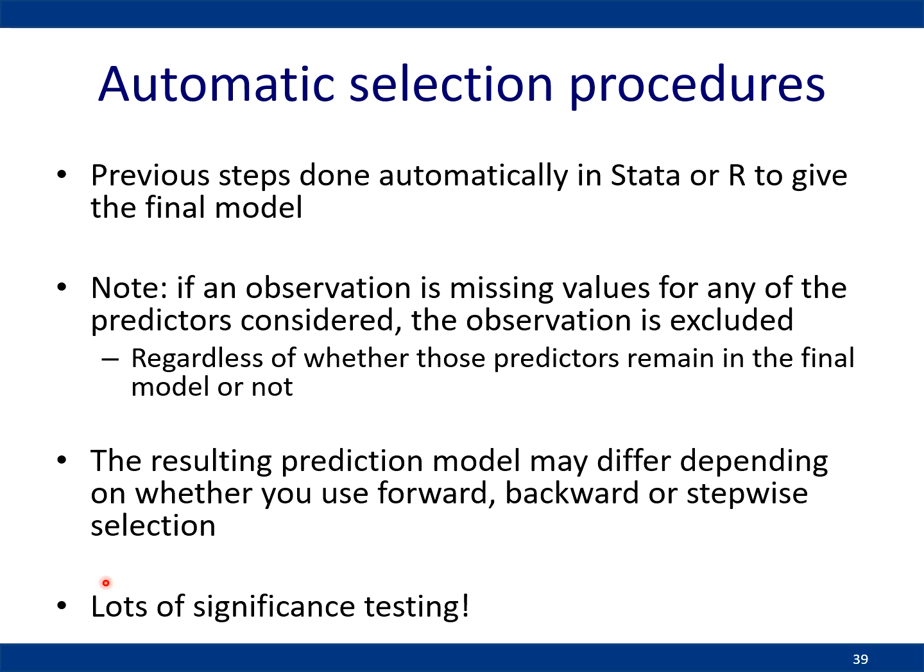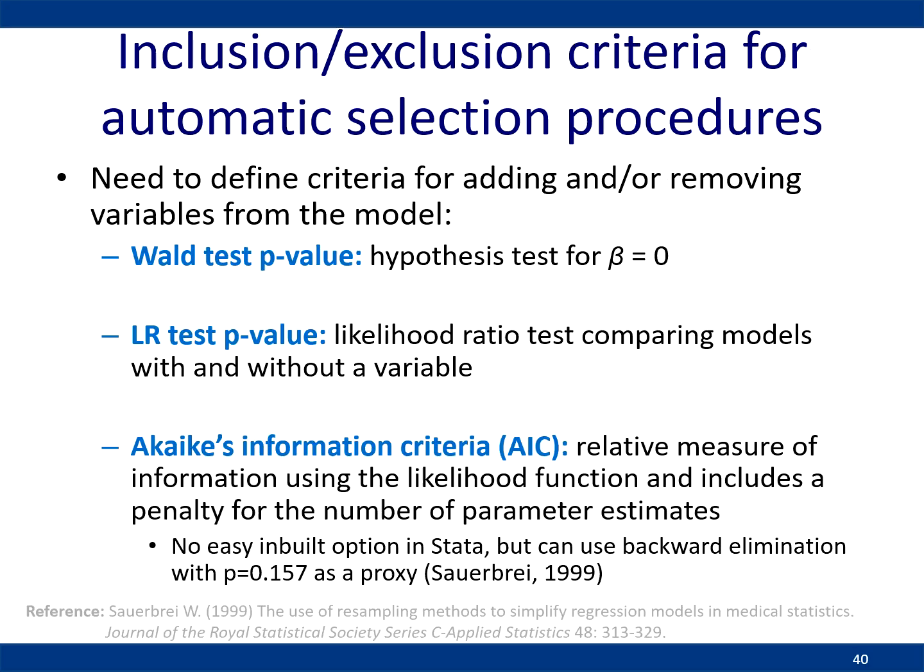Also worth noting is that depending on which selection procedure you use, so for example if you used forward or backward elimination, you could end up with different predictors being in the model. So a lot of this is just based on the order in which it happens, and there's a lot of significance testing. So we could end up with a model that is overfitted if the data is relatively small.